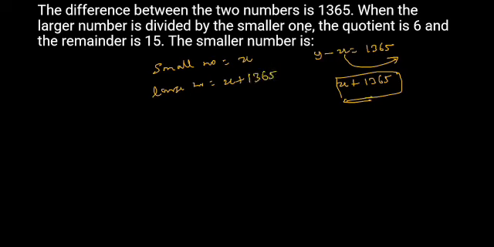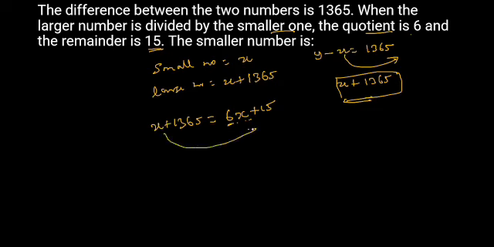Now when x plus 1365 is divided by the smaller number x, the quotient is 6 and the remainder is 15. So the larger number equals quotient into divisor plus remainder, that is 6x plus 15. The divisor is the small number x. So x plus 1365 is equal to 6x plus 15.